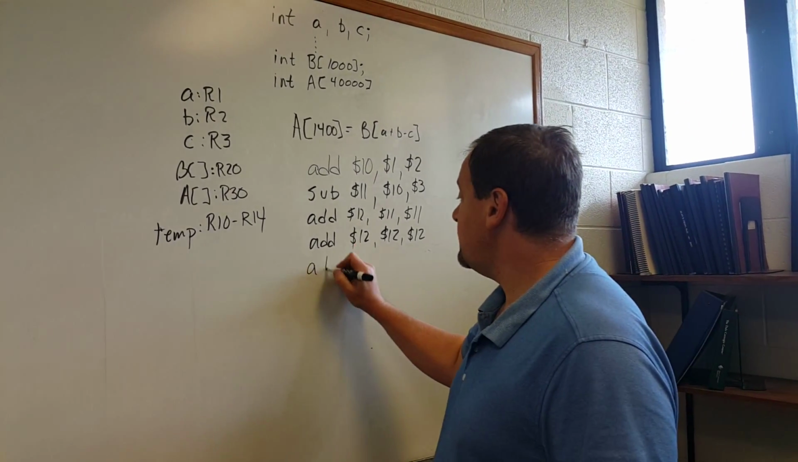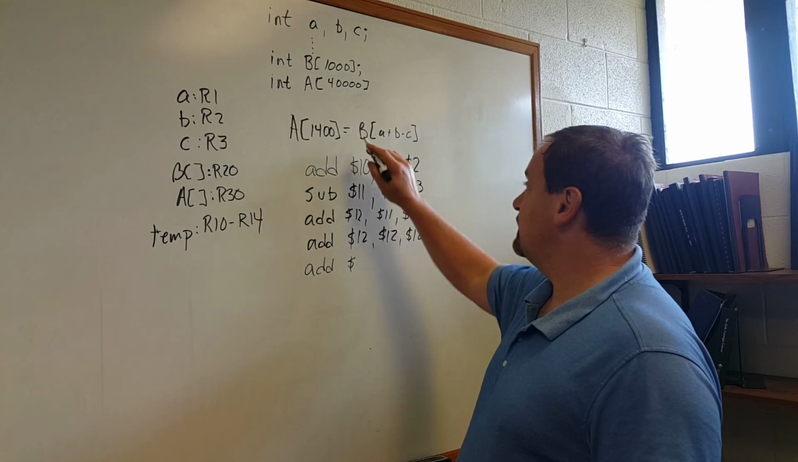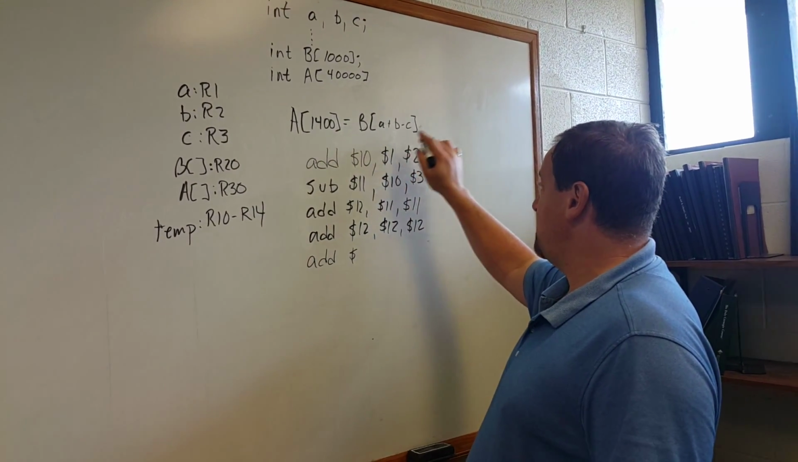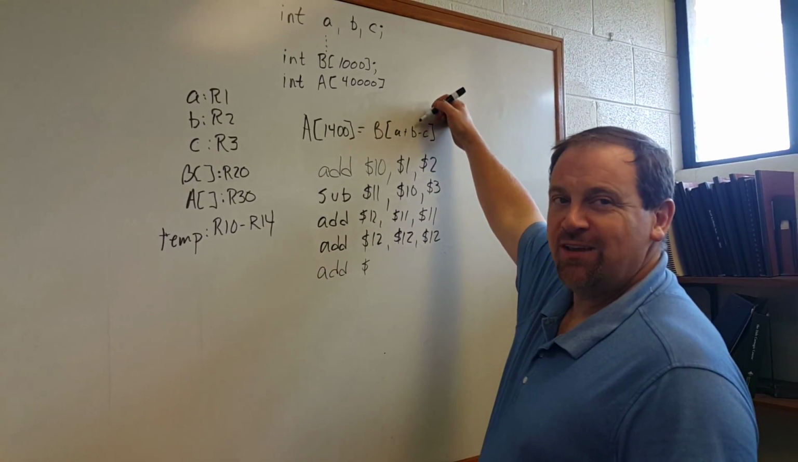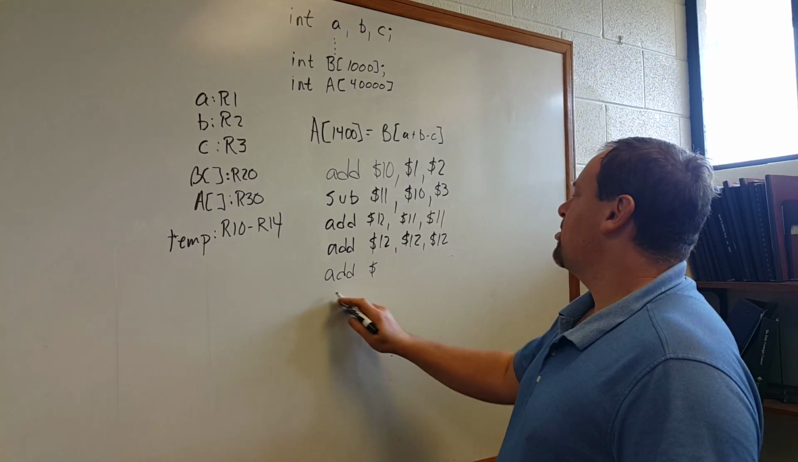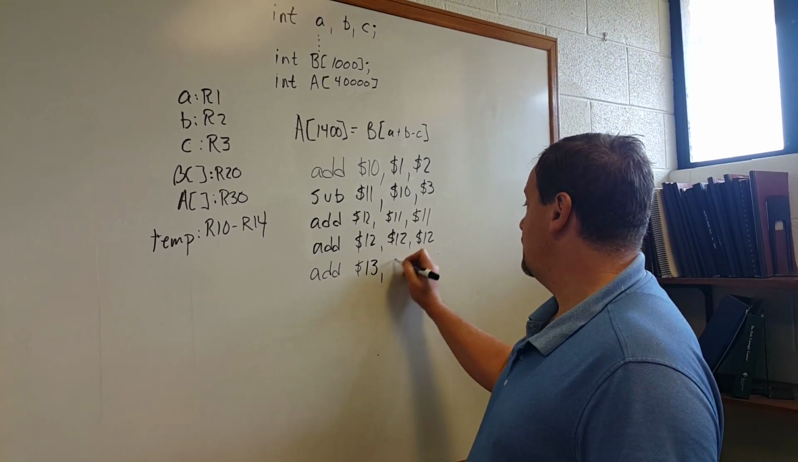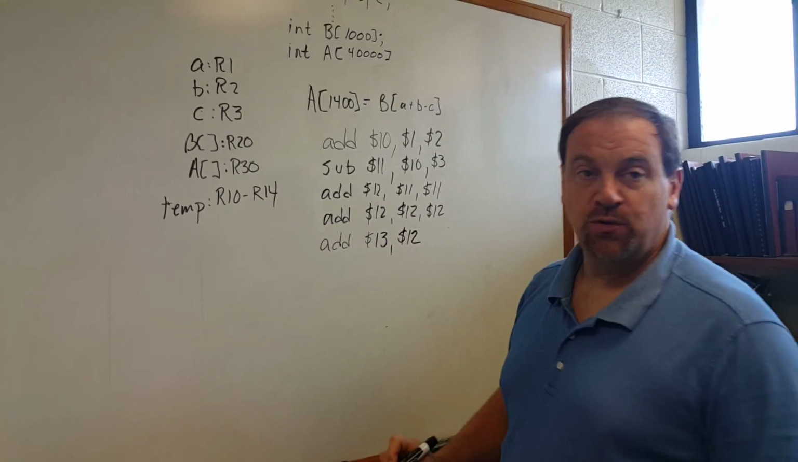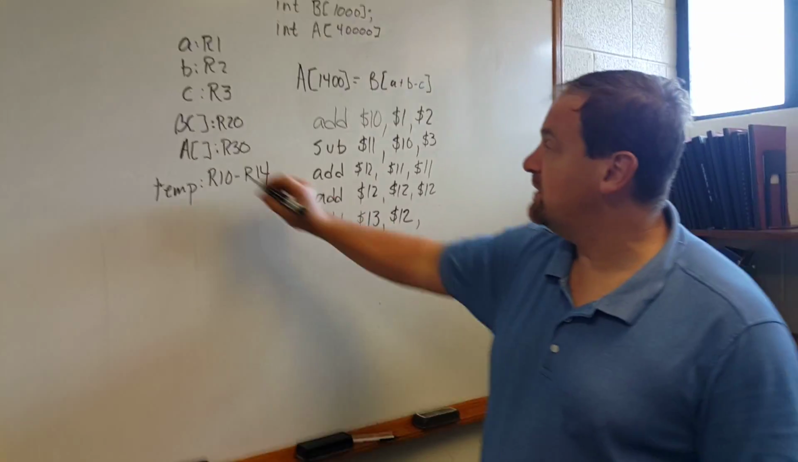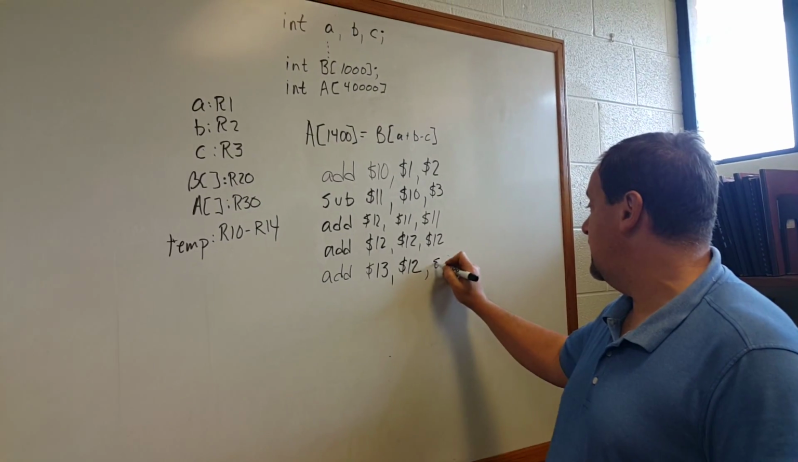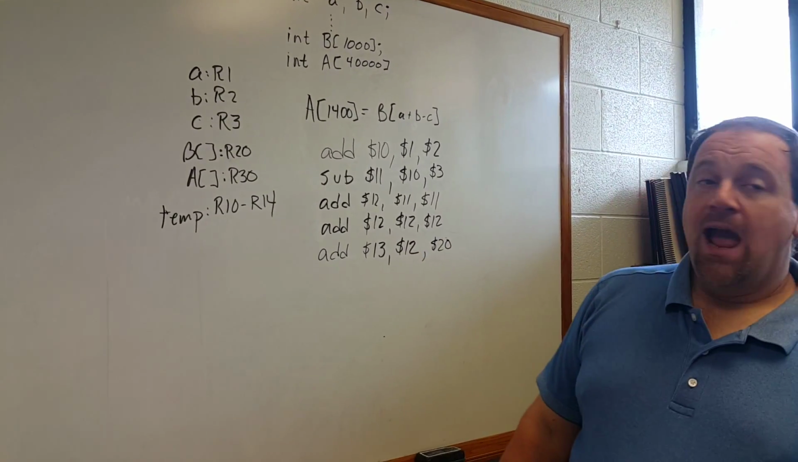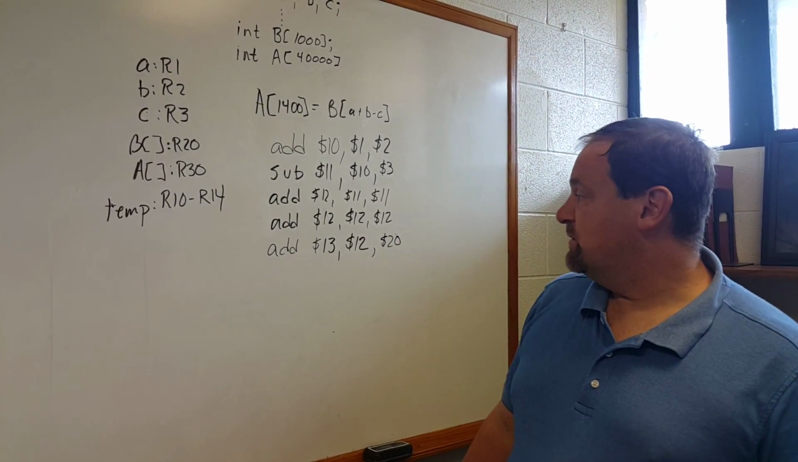Next, we need to find the absolute address of B of A plus B minus C. That's the lowercase b, not the capital B. So, add, and we've got plenty of temporary registers. We're going to take R12, which was that 4 times the value. Now we're going to take the base of B, which is R20. And now we've got the absolute address.